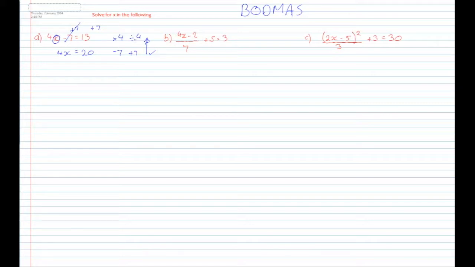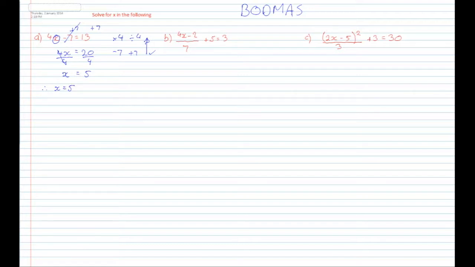Next it says divide by 4. So we divide both sides by 4. Of course these 4's cancel each other out, leaving us with just our lovely x, and that is equal to 20 divided by 4, which is 5. Therefore, x equals 5 in this example.